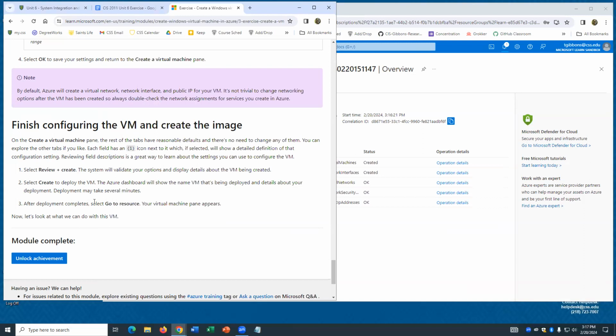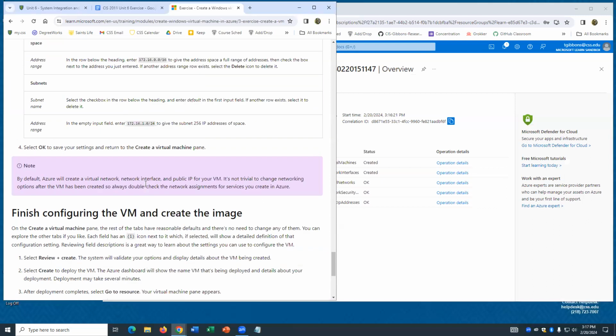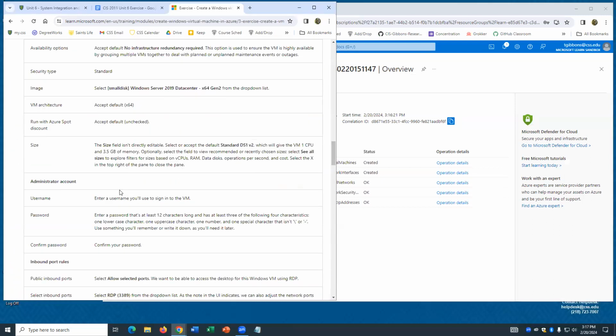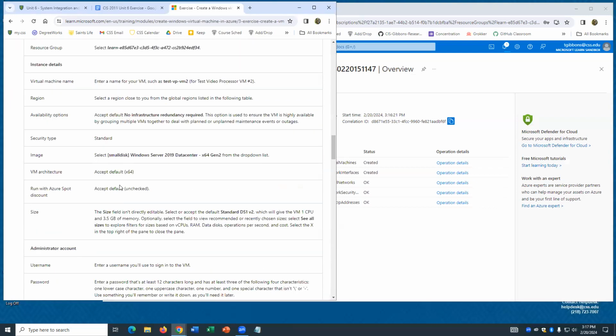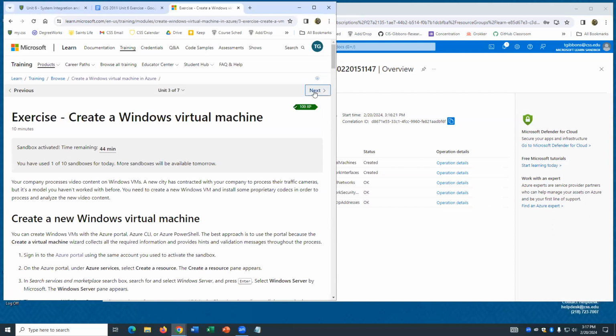Okay, while that is running, it'll take a little bit for it to be all set up because it has to configure network stuff, get this all on the internet, boot up the operating system, all this. It takes a while. I'm going to go back to my instructions here. So I've done exercise three. I'm going to go on to the next one.